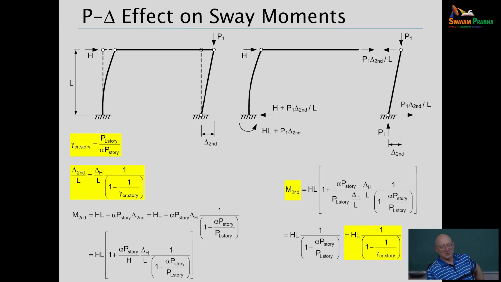Then the second order, we already included in the calculation, right? Okay, so let's look at what we got here. We're focusing on P small delta, as discussed yesterday. There is no P small delta in this frame. But when you say second order moment, HL plus P delta is what we already considered in the calculation.